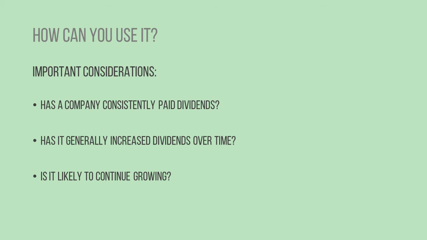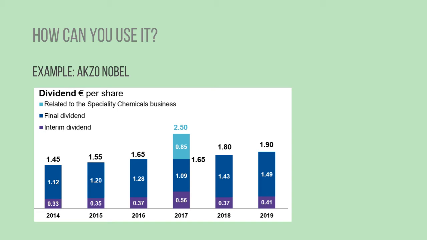Then, back to an example that we just used is AkzoNobel. And you can see, in answer to those questions, they have increased their dividend, and they've been very consistent with paying it. They paid, in 2014, €1.45, and you can see they pay an interim dividend, which is in the half year, and a final dividend in the end of the year, December 31, and sometimes they pay a special dividend if they sell a business, say, or something special comes in, and you saw that in 2017. And so on the whole, there's an upward trajectory. It's increased by 30% in 5 years, from 145 to 190.